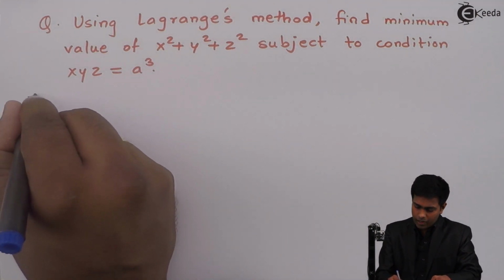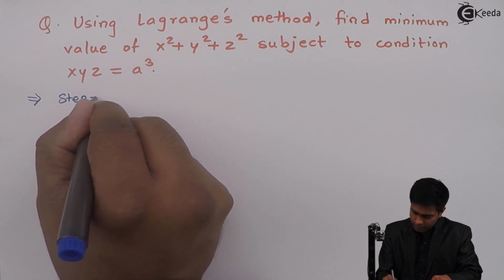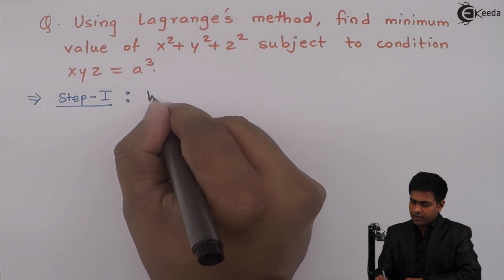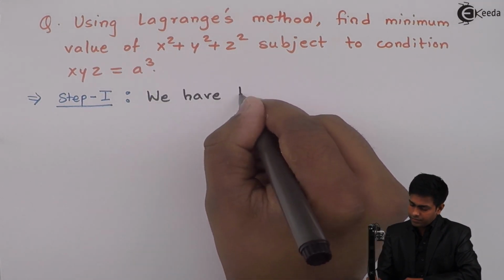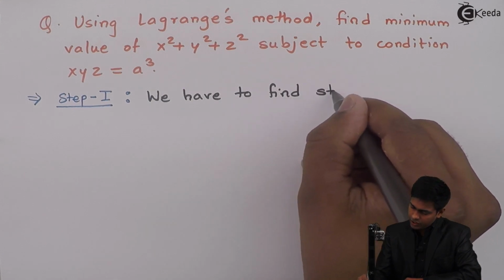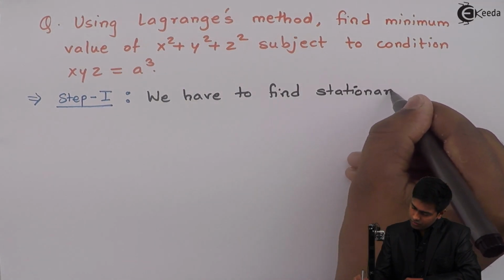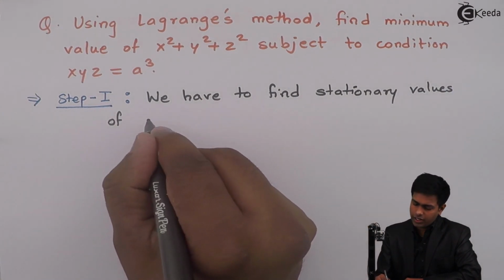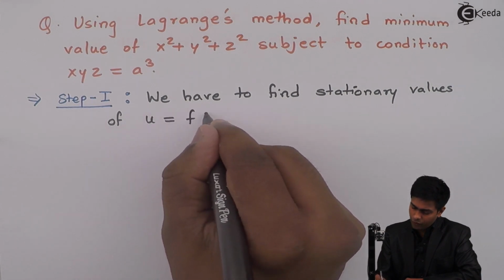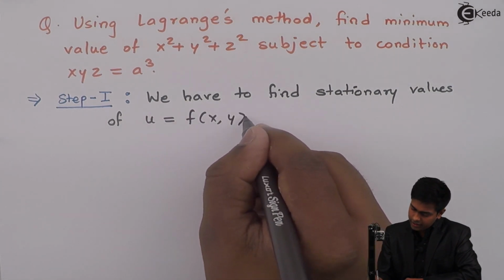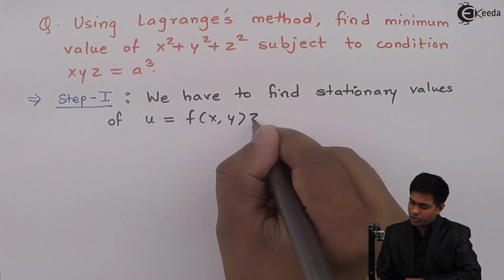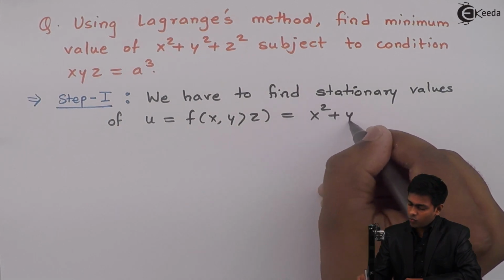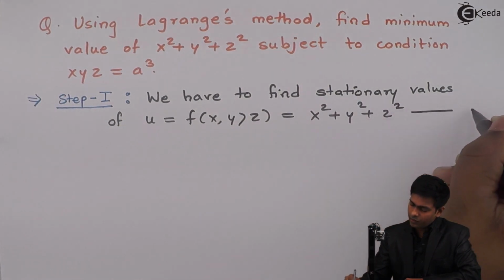So here I'll say step number 1. In step number 1, we'll write down the problem. So here I'll say we have to find the stationary value of the function. So the function is u, or I'll say f of x, y, z. Here the function is of x, y and z, and it is equal to x squared plus y squared plus z squared, and this is our equation number 1.